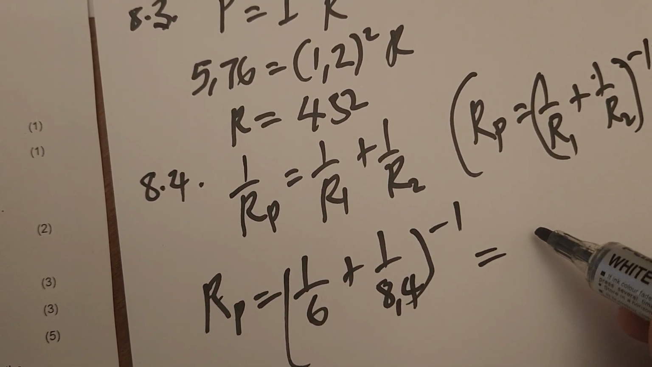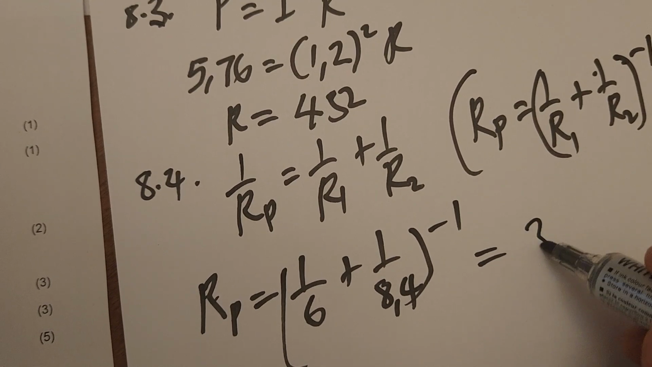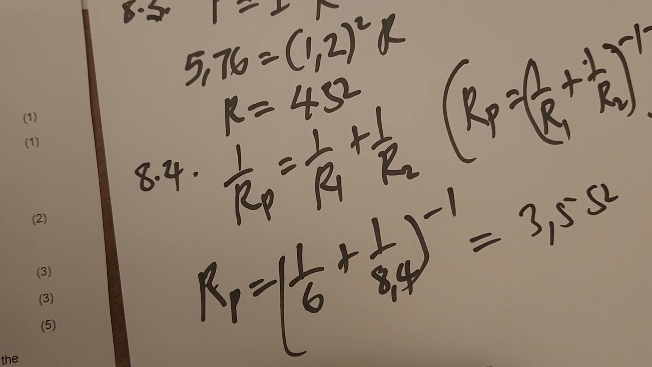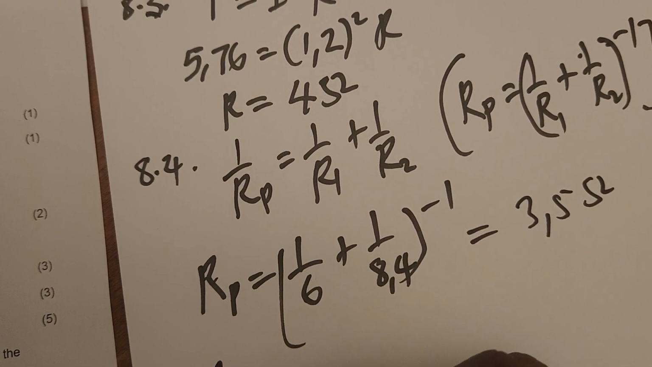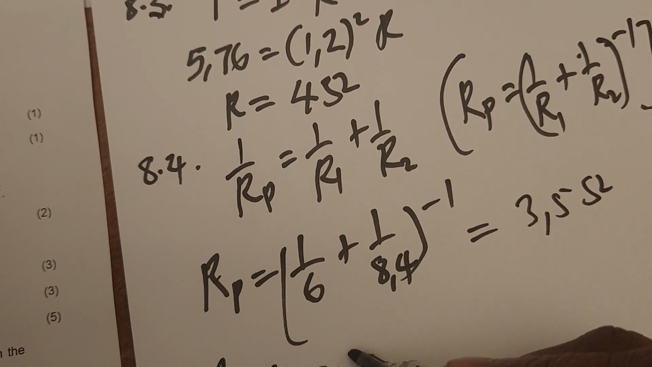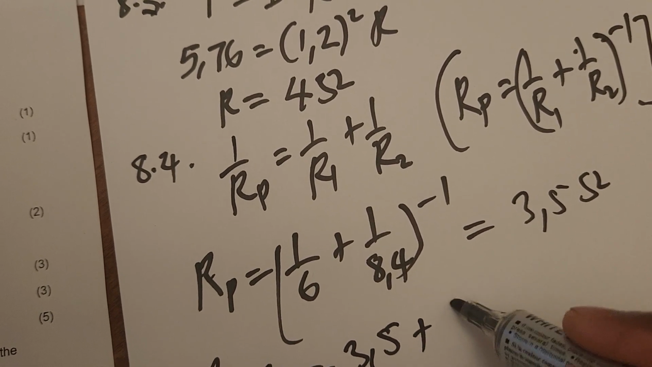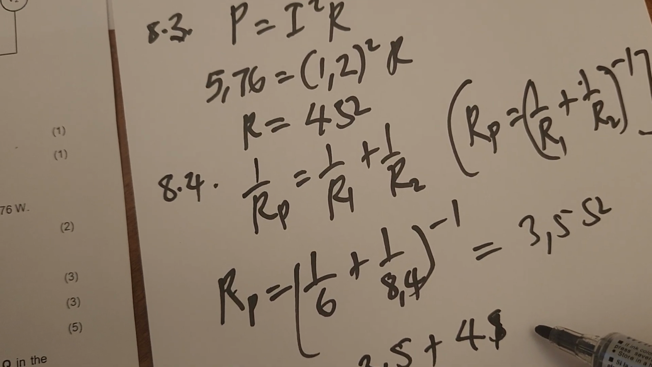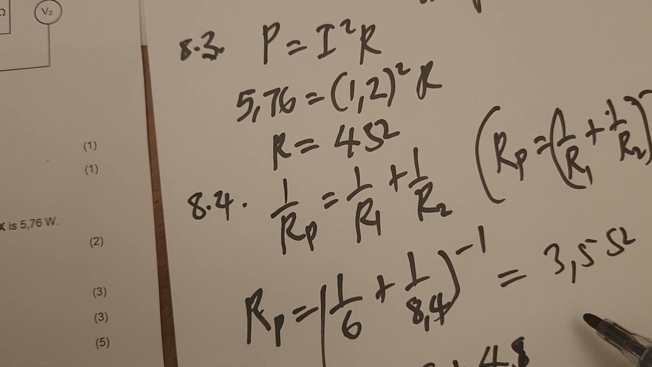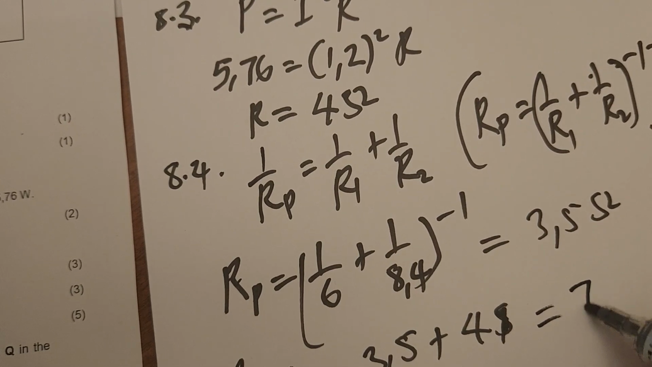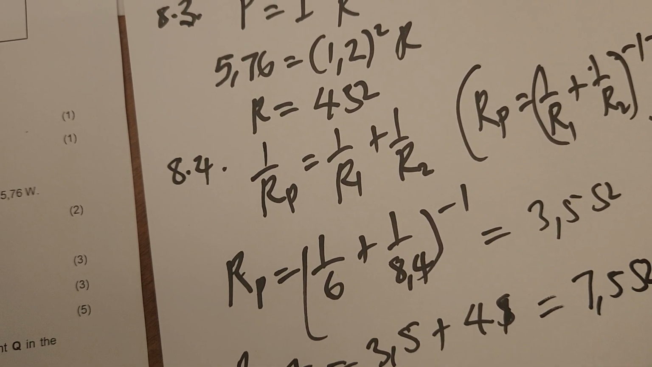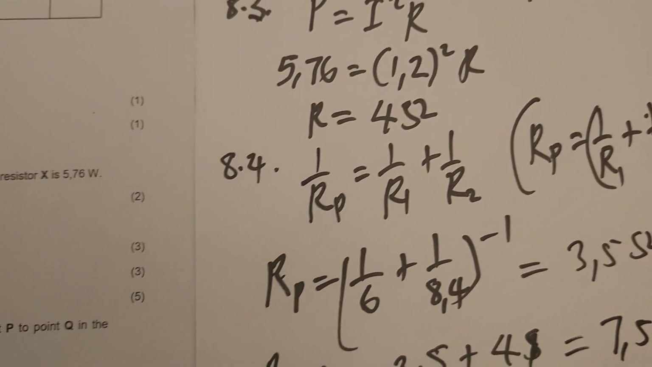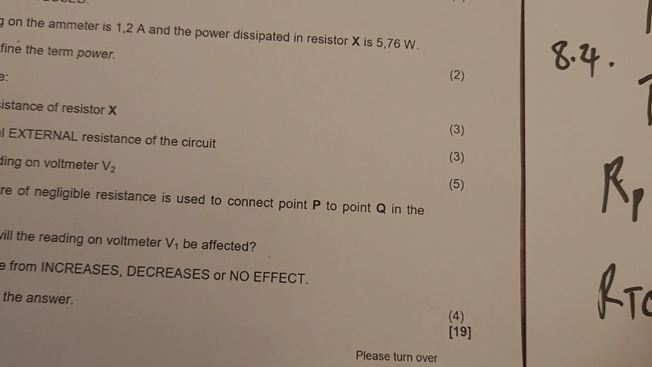Therefore, you will get this one as 3.5 ohm. Therefore, the effective resistance, the whole R total, will be now 3.5 plus the 4 ohm from the device there, which will be 7.5 ohm. That is the total of the whole circuit. So far so good.